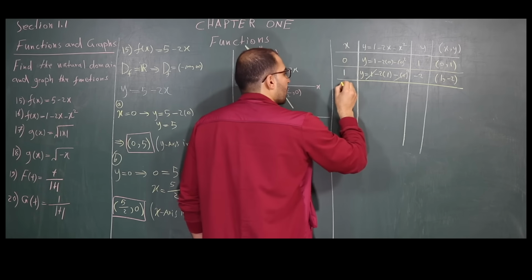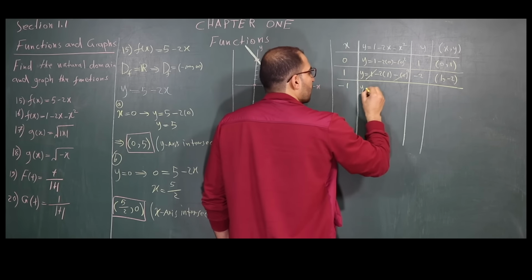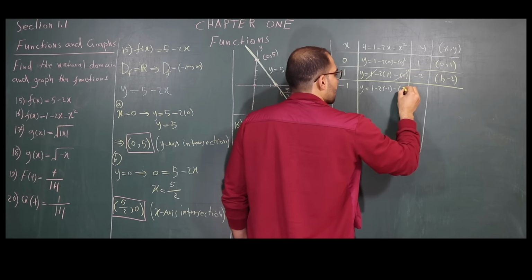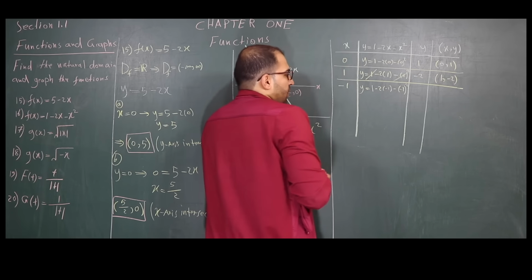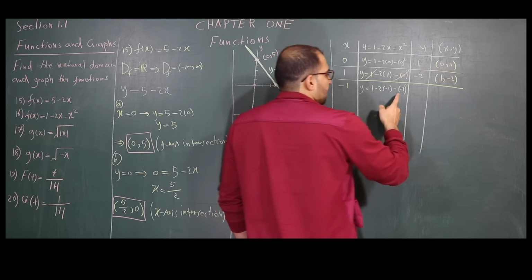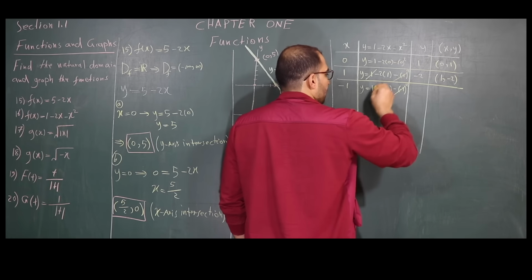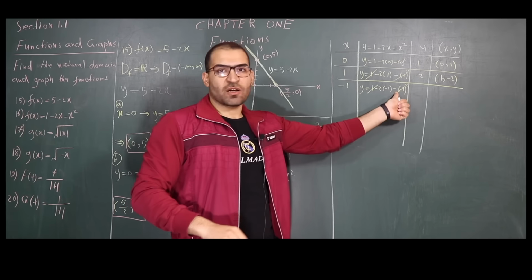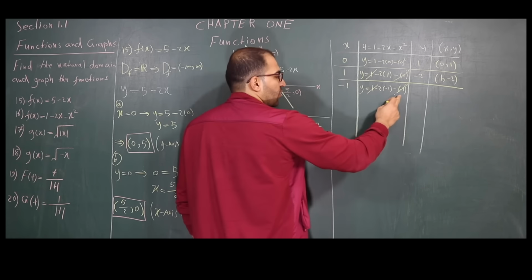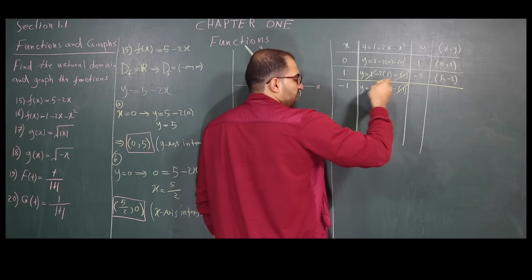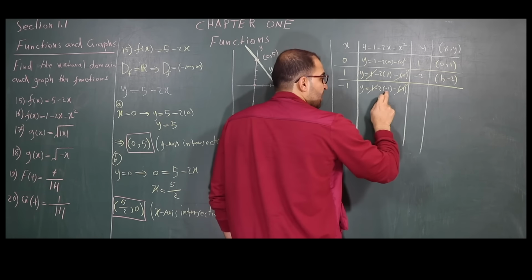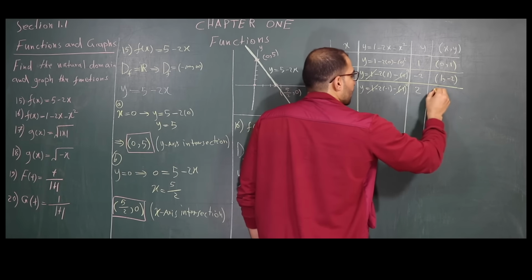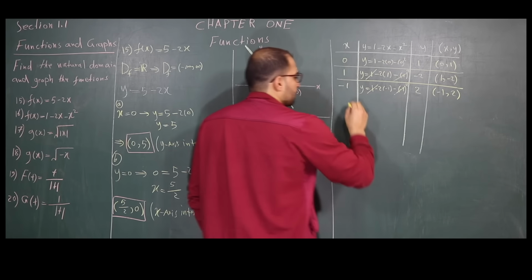I'm going to take minus 1. So y will be 1 minus 2 times minus 1 minus minus 1 squared. We can easily see the result is 2. Minus 1 squared will be plus 1, and we have already a minus outside the brackets, so the result will be just minus 1 and a plus 1. We will eliminate this one, and minus 1 multiplied by minus 2, the result will be just 2. So the point is minus 1 and 2.